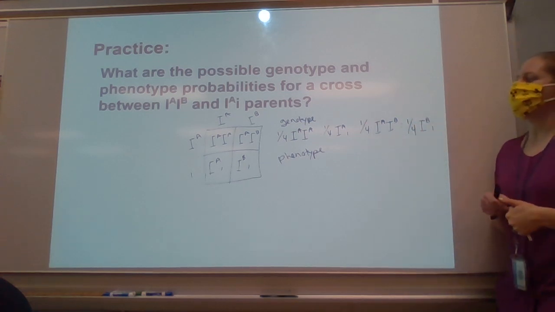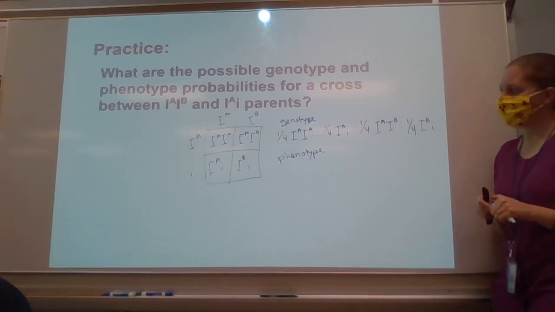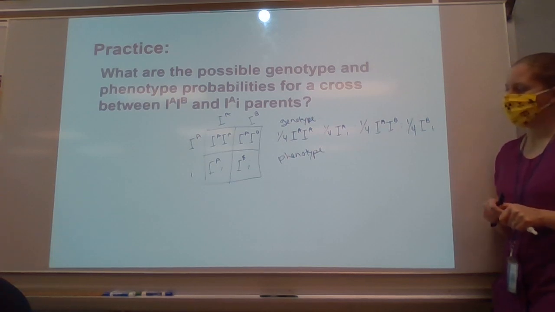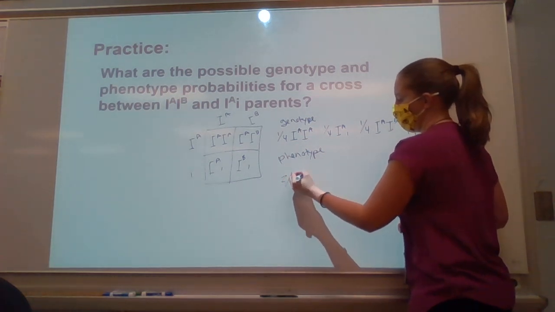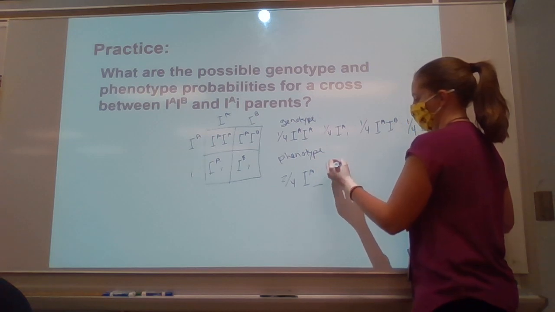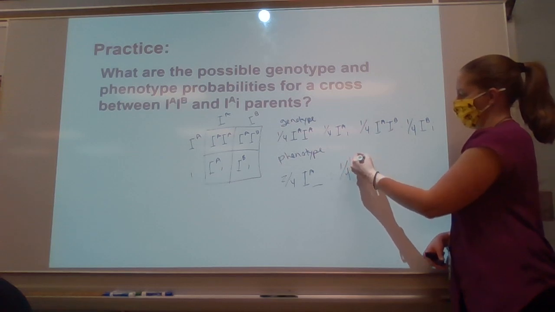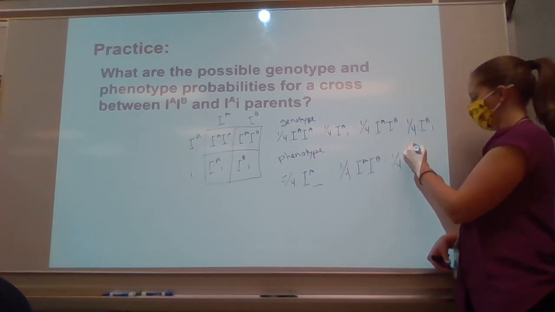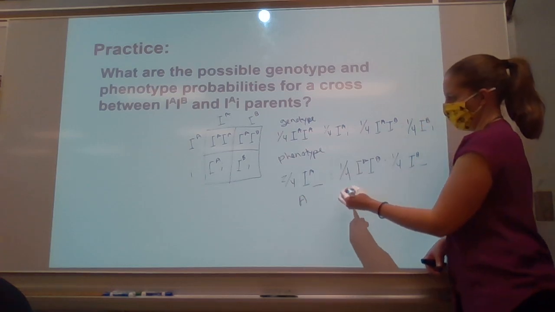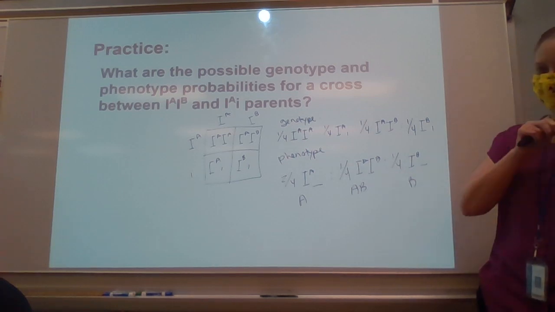So your genotype ratio is going to be 1 to 1 to 1 to 1, right? You end up with 4 different genotypes. Your phenotype ratio, though, is going to be 2 to 1 to 1, right? Because both of these genotypes are going to result in type A blood. This individual is going to have AB, and this individual is going to have B blood type. So 2 A's, 1 AB, 1 B. Okay, so that's the kind of problem you're going to need to do for incomplete dominance.